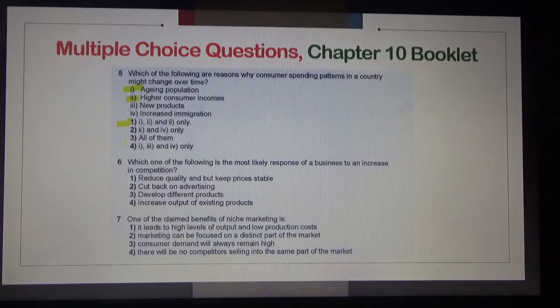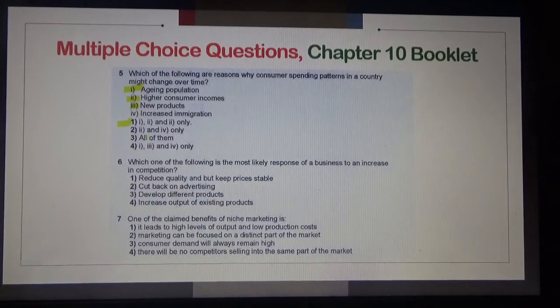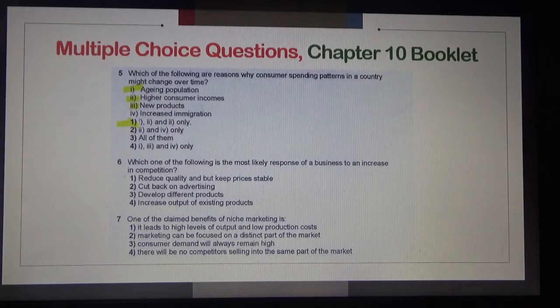Now let's see. The third is new products. Maybe there will be new products. I think it's not stated in our reasons, new products, right? Why consumer spending pattern in a country might change over time. We don't have it. So if there is a choice of 3 here, then it's out. We have in all of them 3 is there. So we have eliminated 2, 3, and 4. So our answer left is 1.